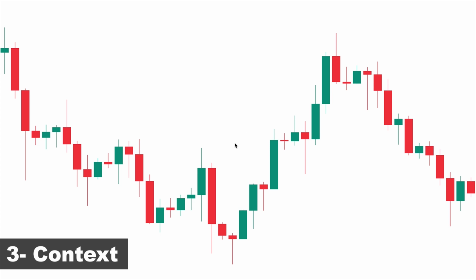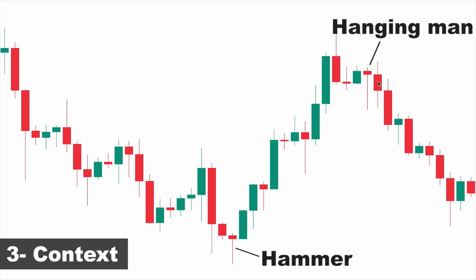Tip number 3. The context of the candles. Candlesticks should be analyzed in the context of the move. The same candle can have different meaning depending on where it forms, whether it's the beginning of trends or end of trends, or they form in the middle of a trend or near a support or resistance level. For example, when this candle is formed at the bottom, it's called a hammer and it's a bullish candle, but when it forms at the top, it's called a hanging man and it's a bearish candle.